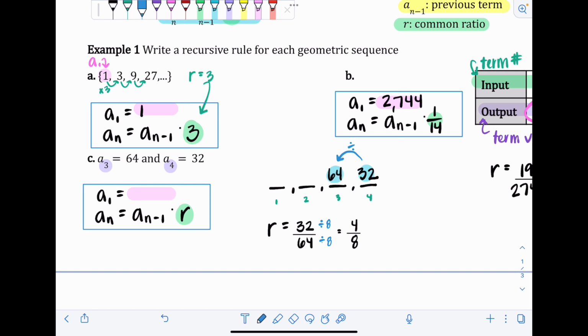So you can divide 4 and 8 both by 4. And it's okay to divide a number by itself as long as you're doing it on the top and bottom. So 4 divided by 4 is 1, and then 8 divided by 4 is 2. So we would get R equals 1/2.